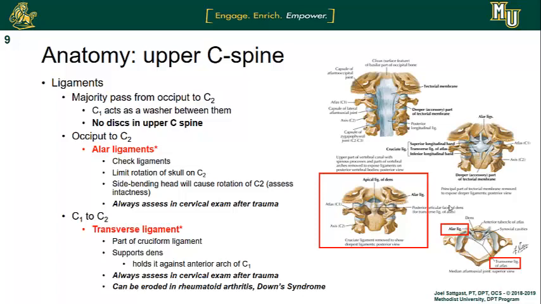We also see the posterior longitudinal as well as the anterior longitudinal, but specifically the occiput to C2 is going to contain the alar ligaments. And these are known as check ligaments. They limit rotation of the skull on the C2 vertebra. Okay, and so they pass then to the dens. You also have the apical ligament of the dens as well, but those alar ligaments pass from the occiput to the dens of C2.